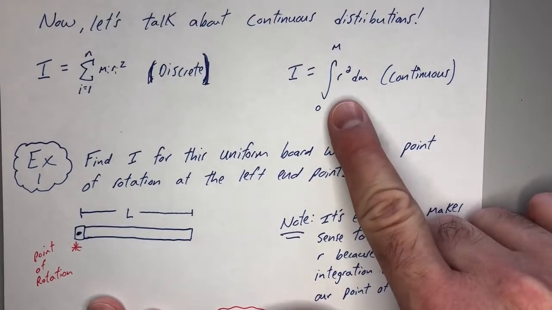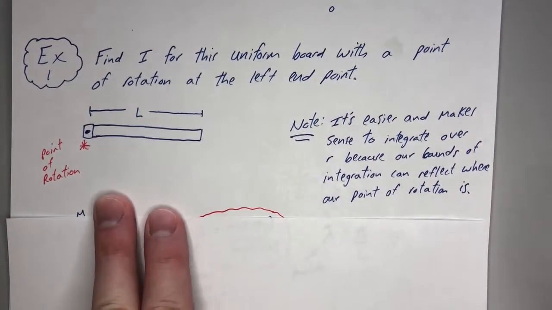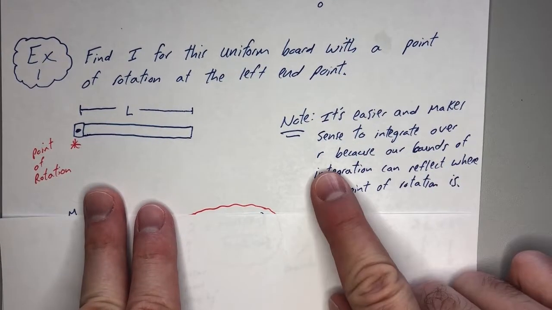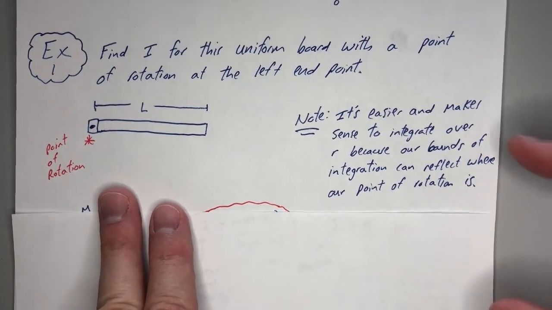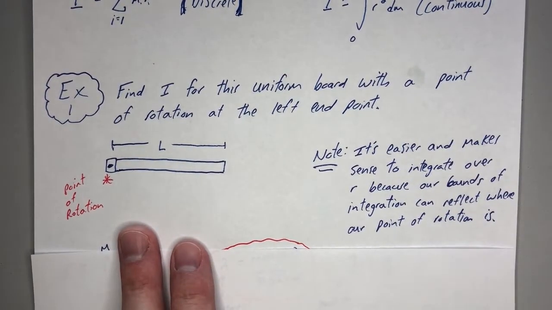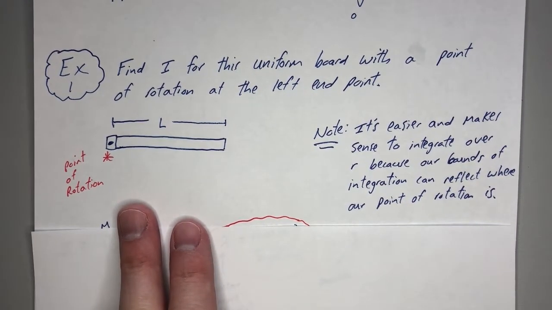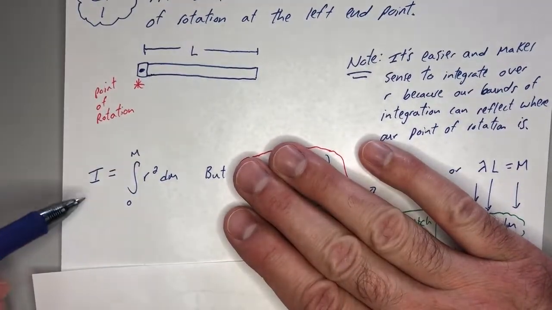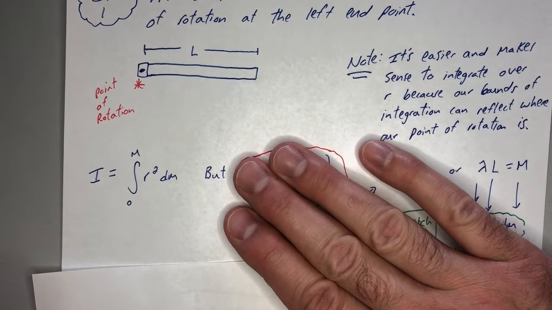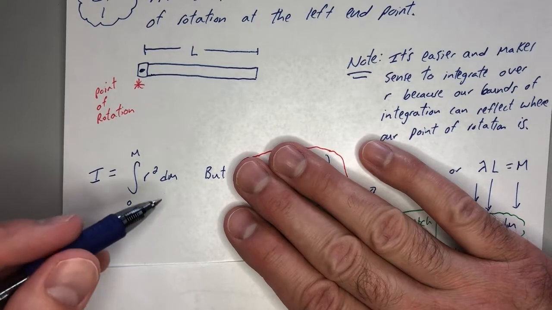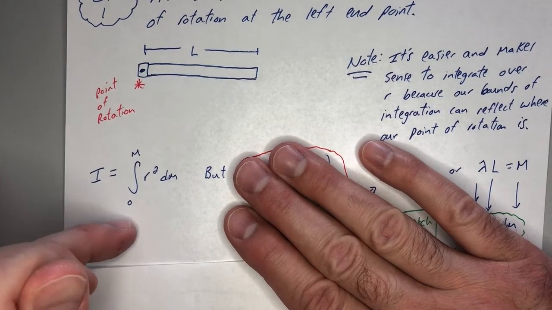So I know that's the formula for moment of inertia. You integrate over m, right? But a lot of times it's easier and makes a lot more sense to integrate over r, because our bounds of integration can really tell us a lot about our situation. So instead of integrating over mass, we're going to do a little switcheroo step. If you take college physics, they're not going to call it the switcheroo step. Instead of integrating over the mass, we're actually going to integrate over the r, and I'll show you what that means here in a second. Here's our formula. But instead of integrating from 0 to m of r squared dm, we're going to do this little switcheroo step, and once we do it, it'll make sense, but you might just have to follow along for a second. So that's the definition of moment of inertia.